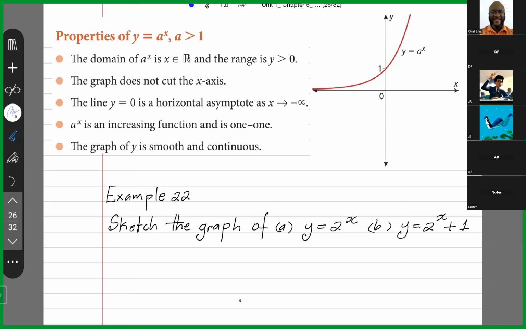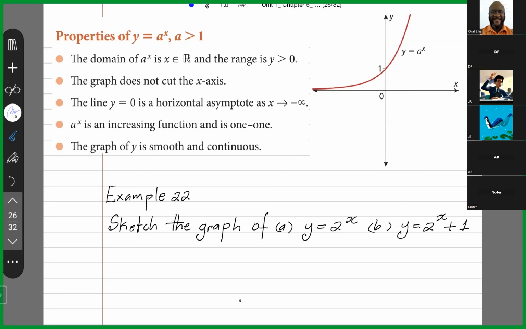The range is y is greater than 0, and you can see that the graph does not fall below y is equal to 0. The graph does not cut the x-axis. It approaches the x-axis, but it doesn't cut the x-axis. So y is equal to 0 is a horizontal asymptote as x approaches minus infinity.